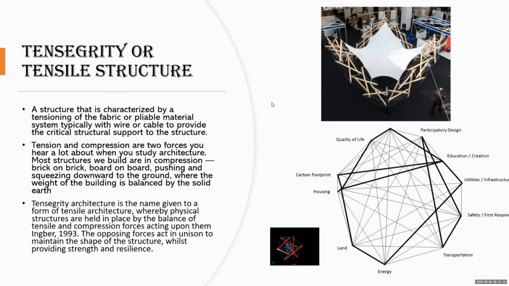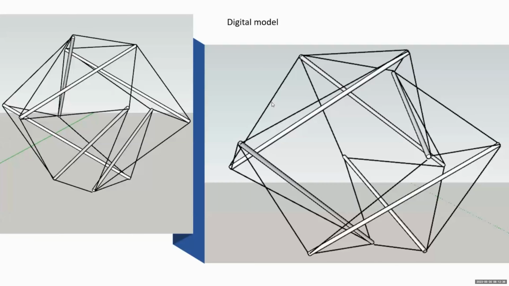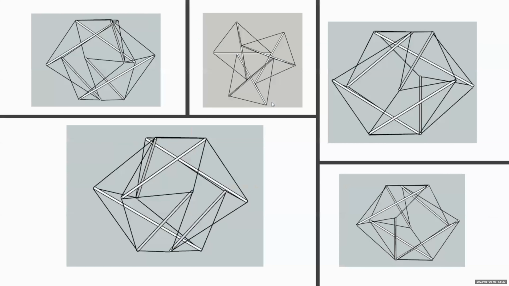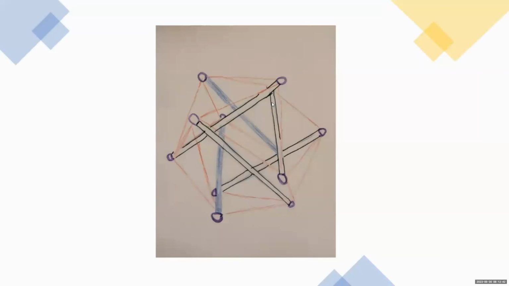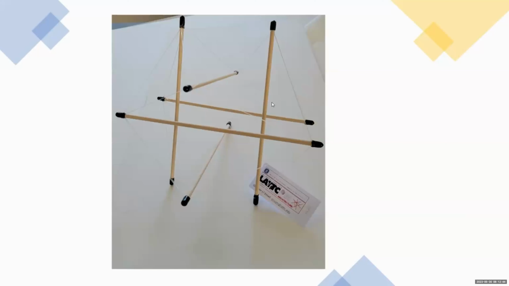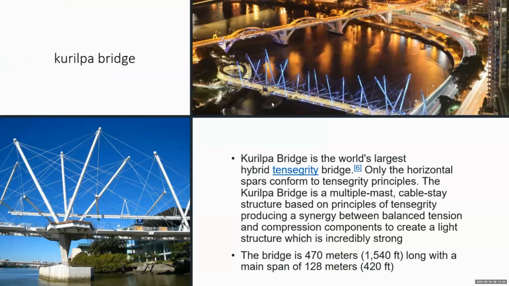So I put this image to represent the integrity, like what it means, and its quality of life, participatory design, education, creation, infrastructure, safety, transportation, energy, land and housing, and carbon footprint. The digital model, and this is one of the pictures that I took when we were in the presentation of Tensegrity last month, I think. Some case studies.